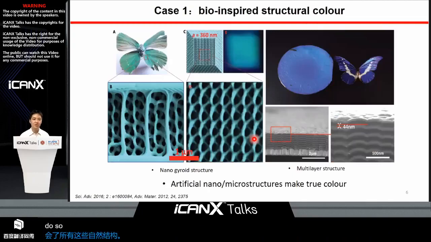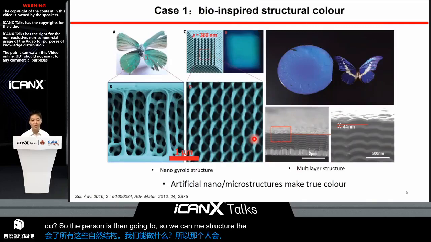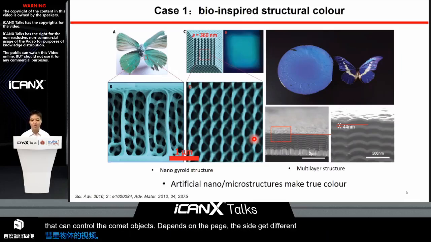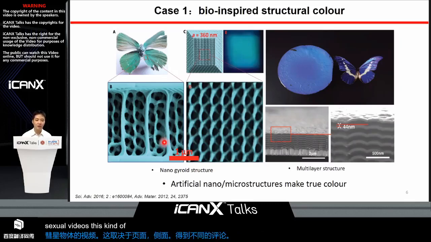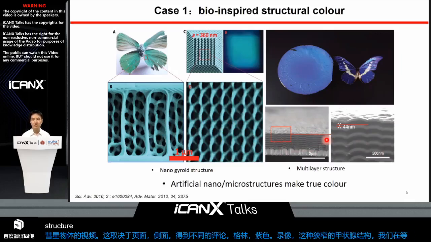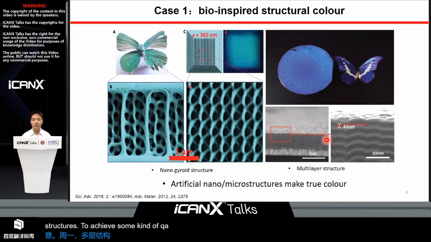So the first example is we can mimic the structures on the butterfly wing, and we can build artificial structures that can control the color of objects or any surface. Right? Depending on the pitch and the size, we can get different kinds of colors, red, green, purple, etc. We can use this kind of nano gyroid structure, or we can use multiple levels, multiple layers of nanostructures to achieve different kinds of colors. So this is called structural color.